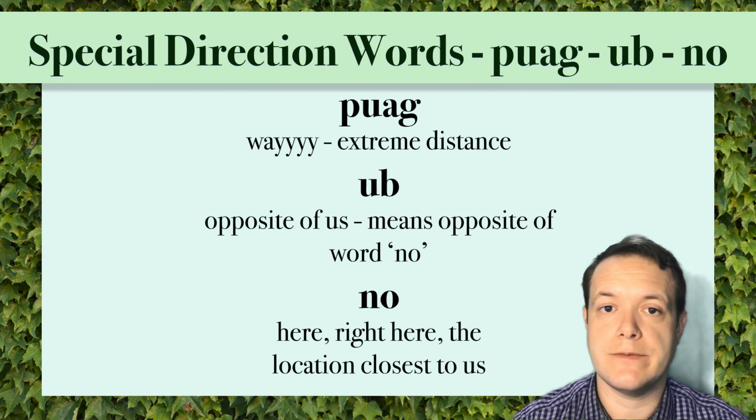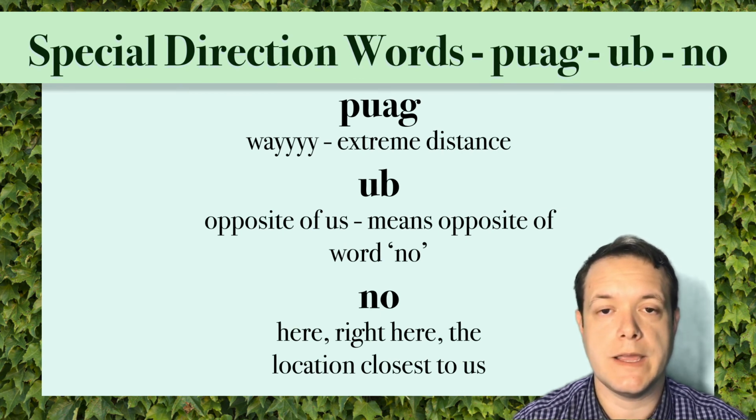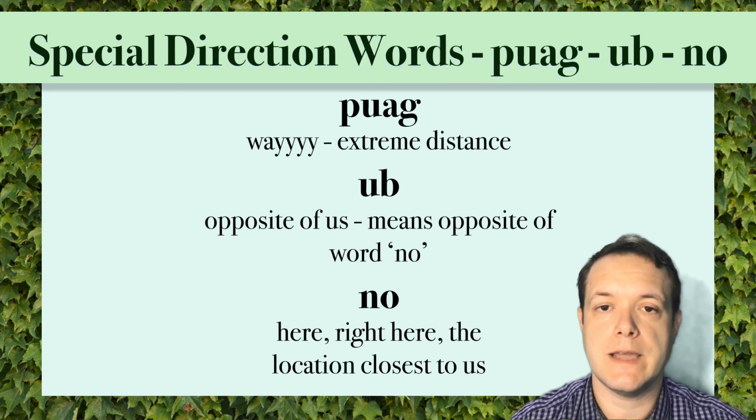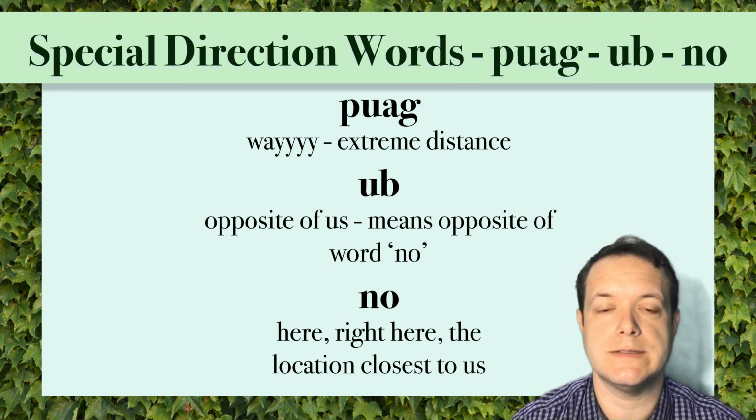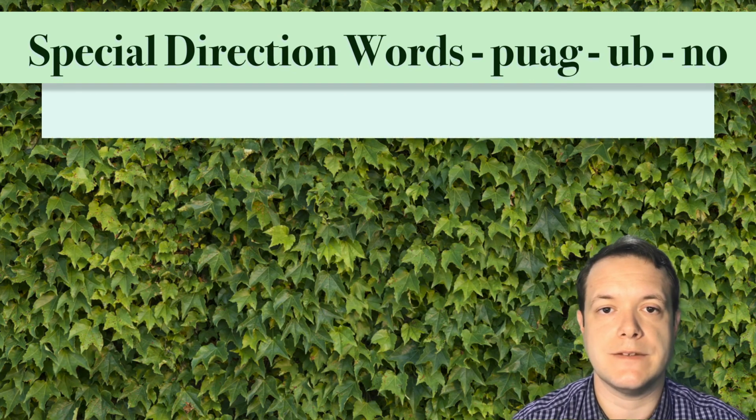So to summarize, we have 3 special words. Poa is used similar to the word way in English to illustrate the extreme distance. We use the word u to illustrate that something is the opposite or on the side farther away from us. And we use na to illustrate something that's the closest distance possible to us. Hopefully those things help in understanding how these words are used and separate from each other. And I'll see you in the next video.